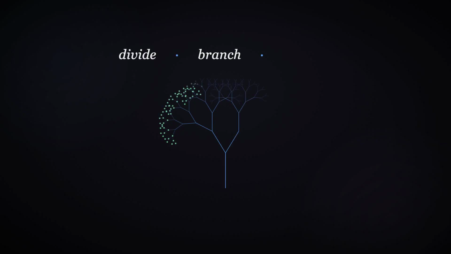A tree is more than a data structure. It is a way of thinking. Divide, branch, conquer. Master it, and you'll see the shape of computation itself.